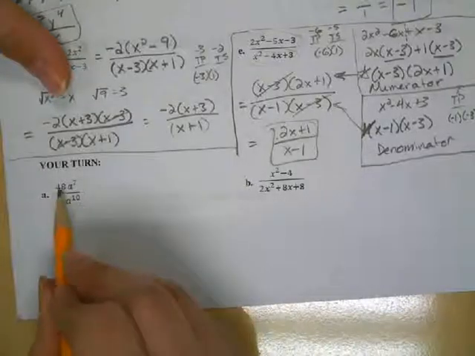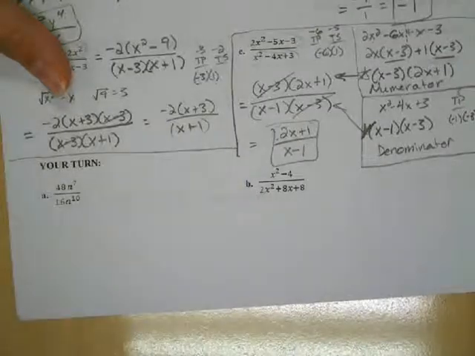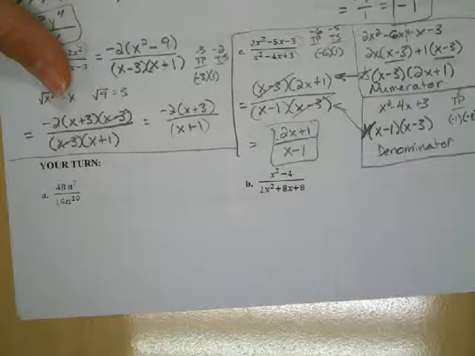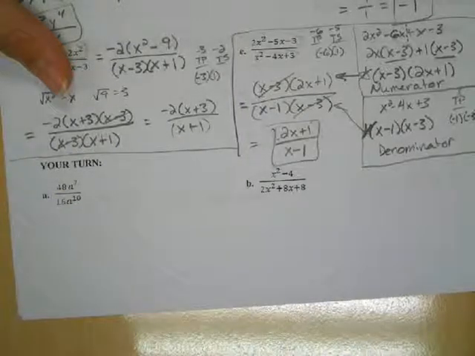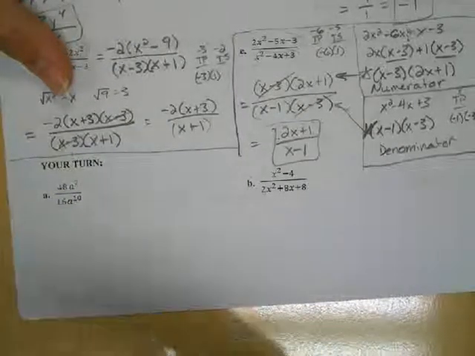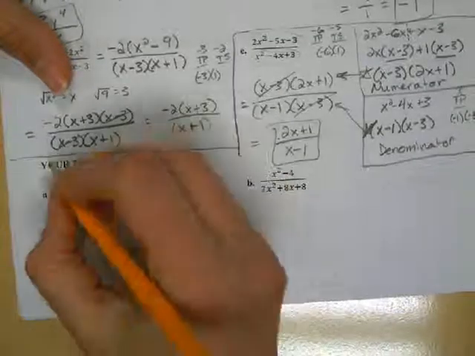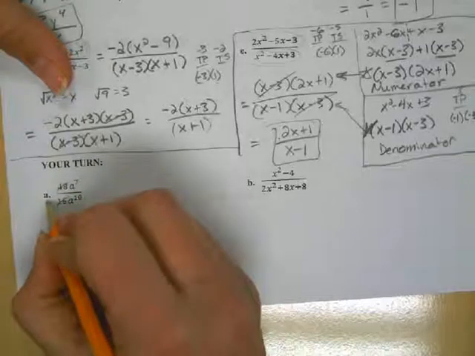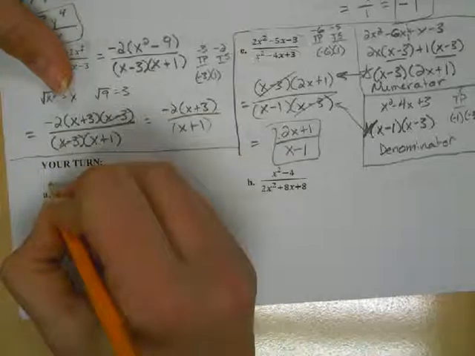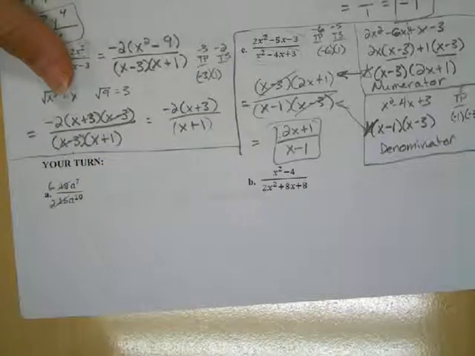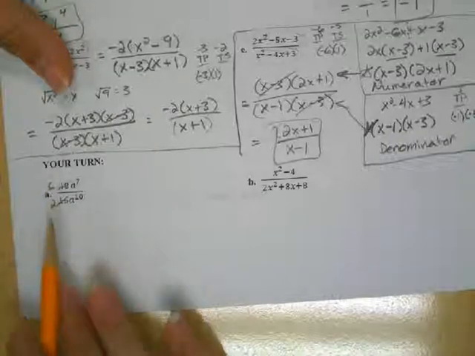40a to the 7th over 16a to the 10th. So same thing, start with the number, you're going to reduce it. You have to figure out what number goes into both 16 and 48. I'm going to give you a little demonstration here. Let's say that the first number you can think of is 8. 8 goes into 16 twice, and 8 goes into 48 6 times.